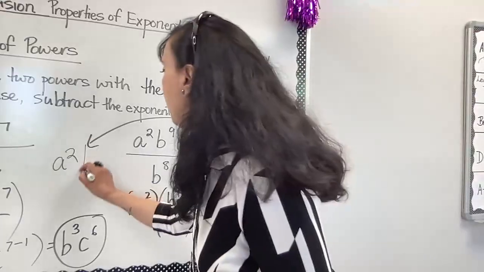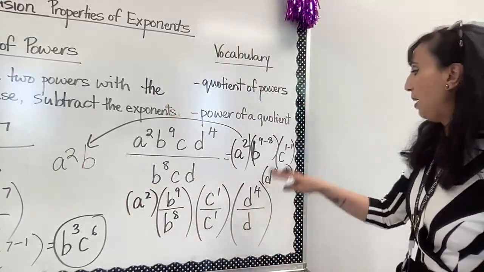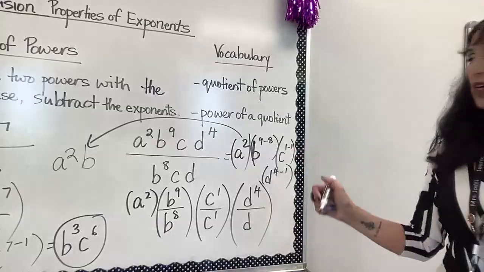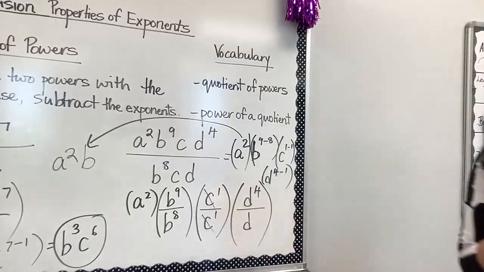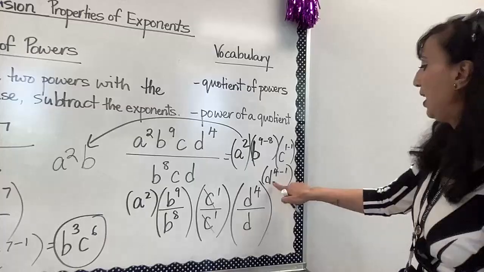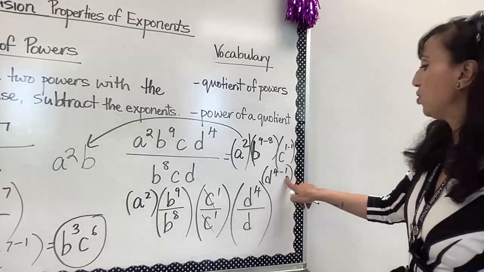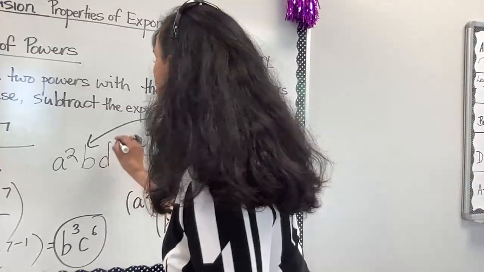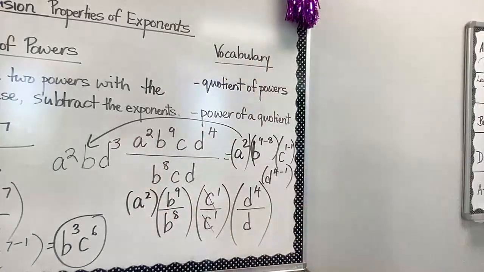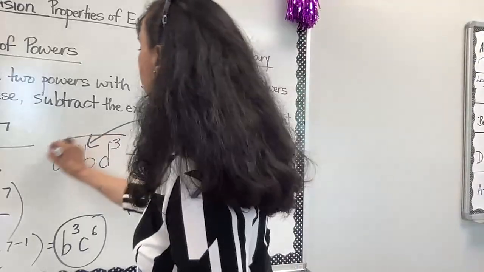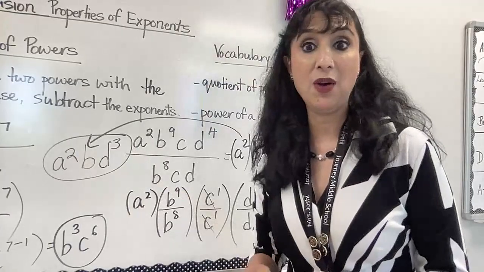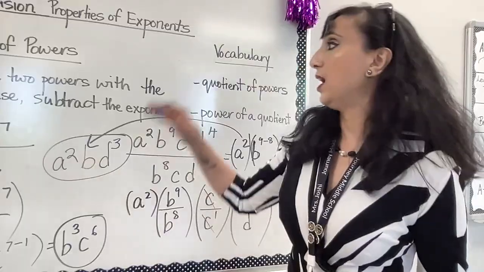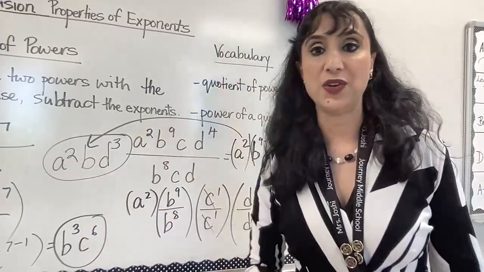So that is B. With C, I'm left with nothing because both of these have simplified. This and this have simplified. And I'm left with D. The power is 4 minus 1. So I'm left with D cubed. So my final answer is A squared times B times D cubed. And that's how I solve using my quotient of powers.